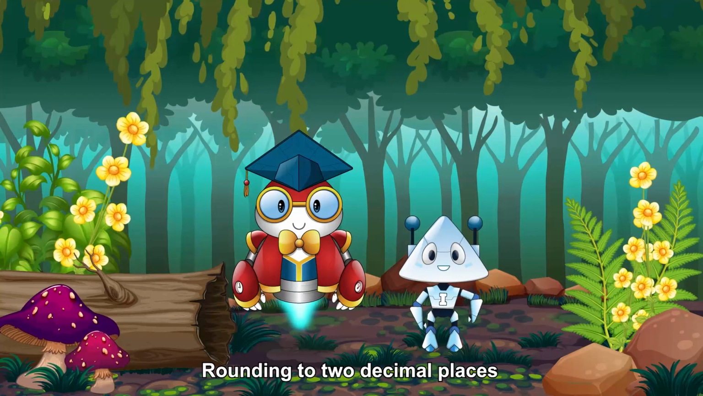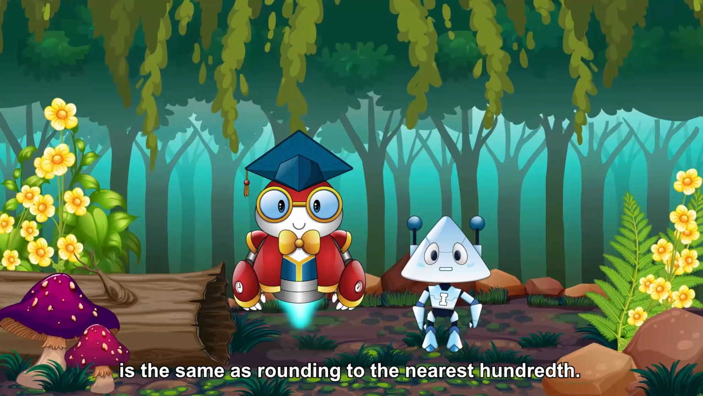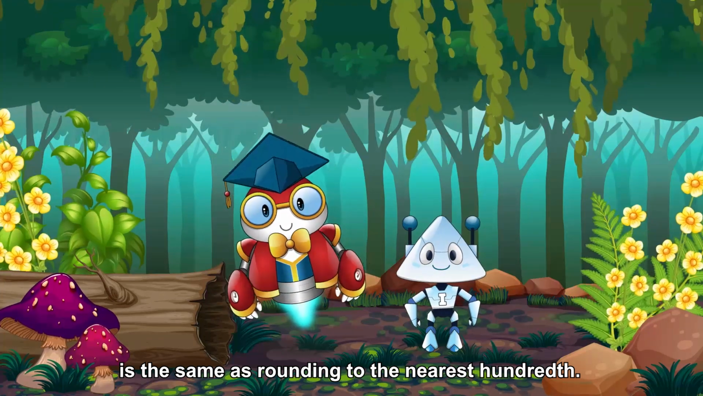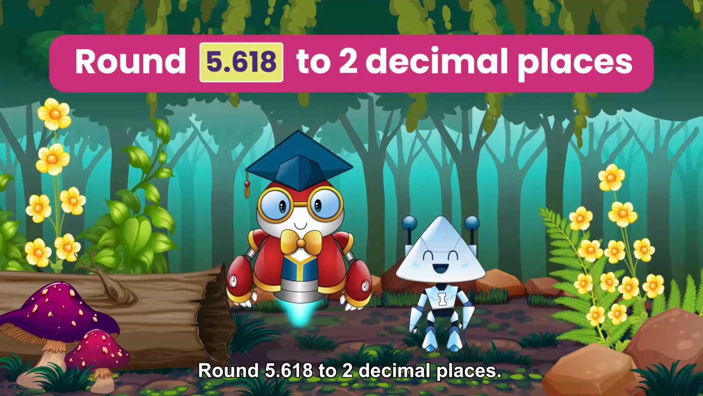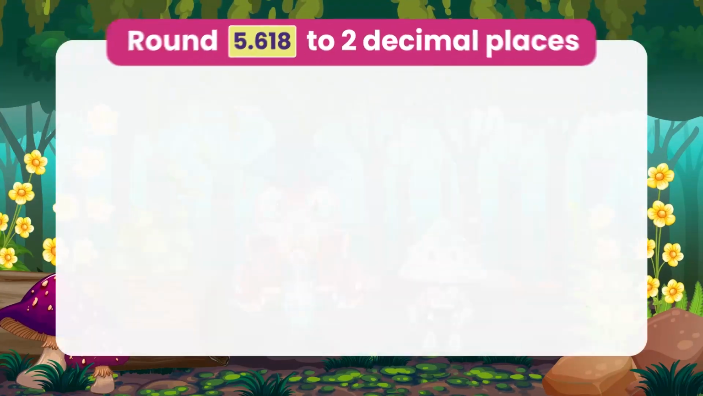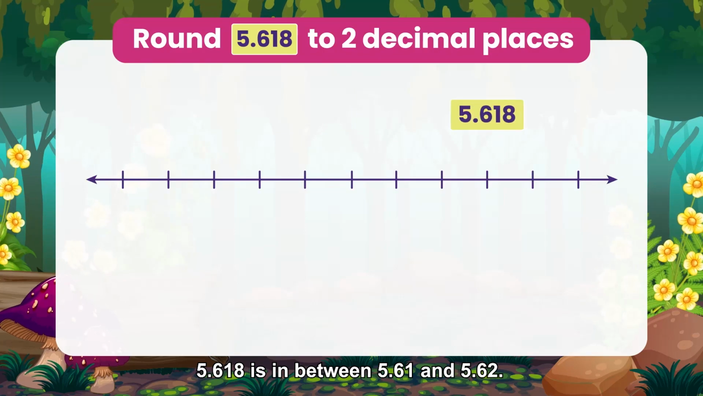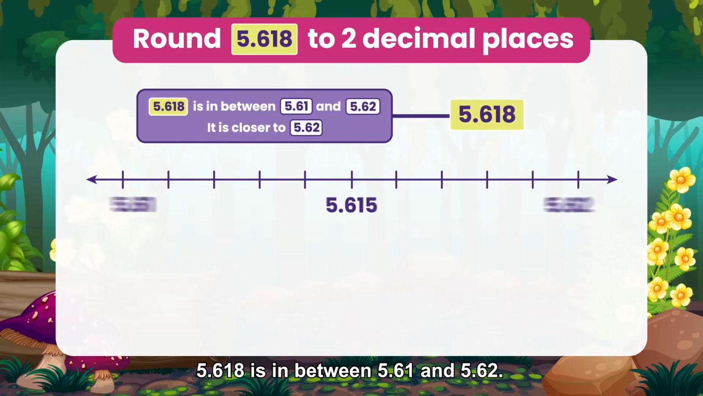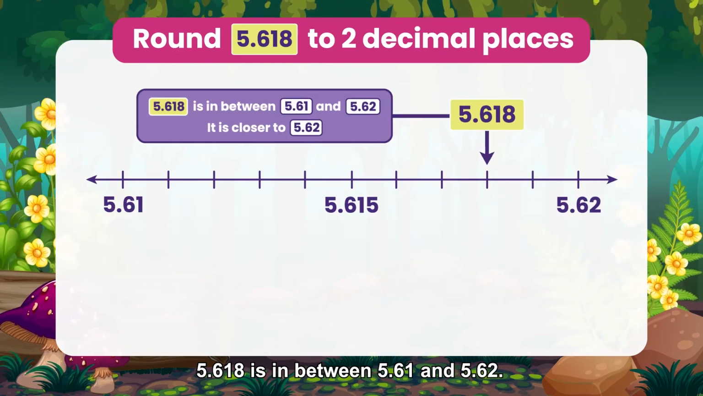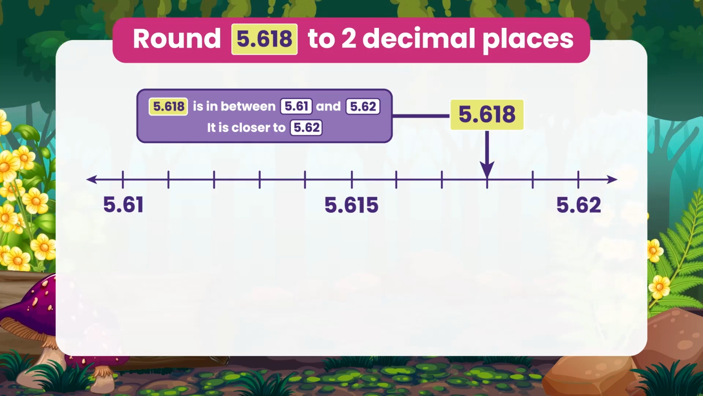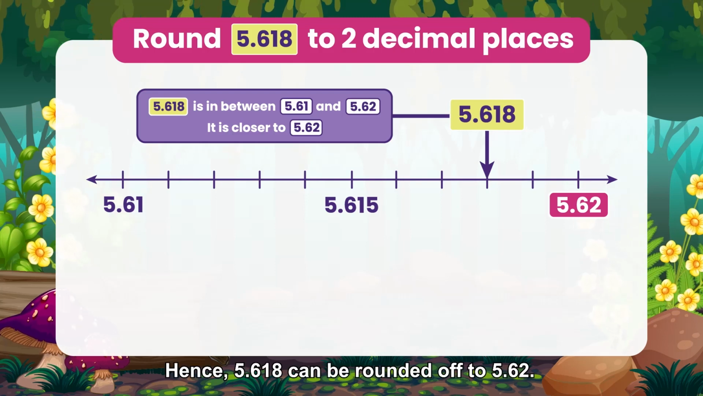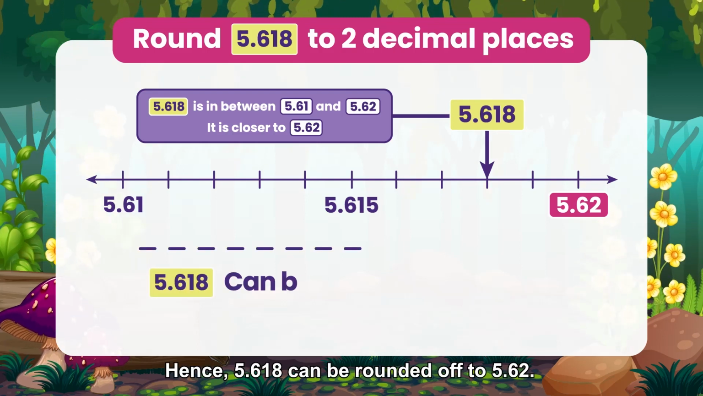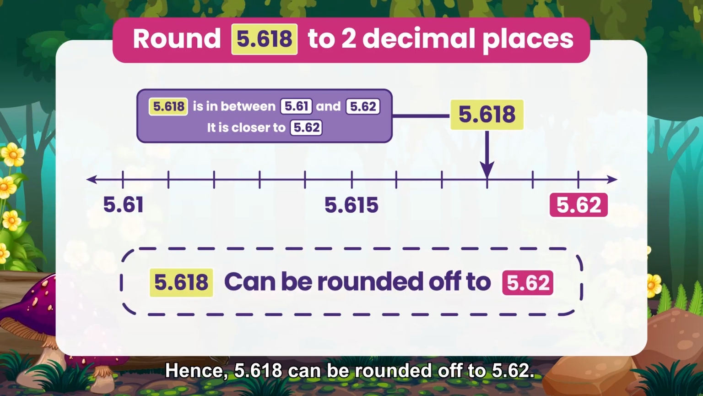Rounding to two decimal places is the same as rounding to the nearest hundredth. Round 5.618 to two decimal places. 5.618 is in between 5.61 and 5.62. It is closer to 5.62. Hence, 5.618 can be rounded off to 5.62.